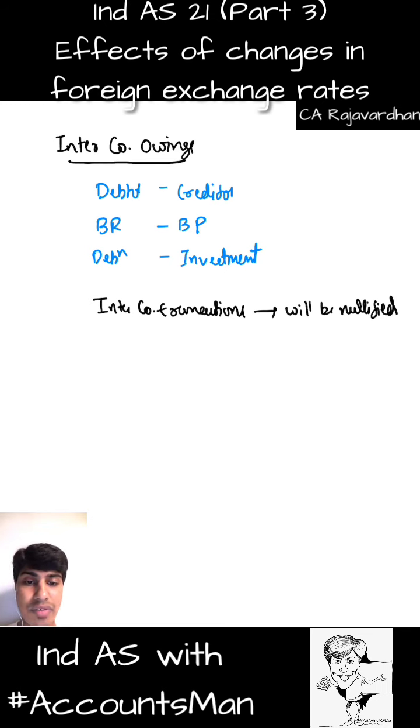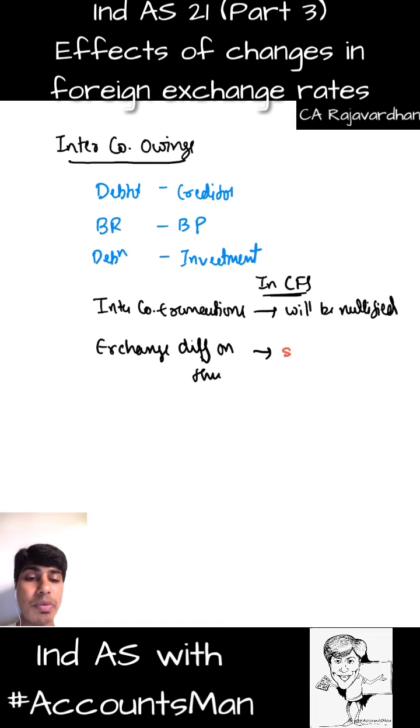Where? In CFS. In CFS, I am talking about consolidated financial statements. However, the exchange difference, a very important point, should not be nullified. Now assume the parent company is a debtor and the subsidiary is a creditor. With regard to this, we scratch off the debtor from the asset side and the creditor from the liability side in our consolidated financial statements. But with respect to the subsidiary foreign operations part, when we convert it into functional currency, the exchange difference might arise. Such exchange difference should not be written off.